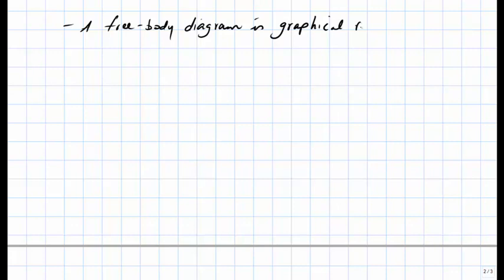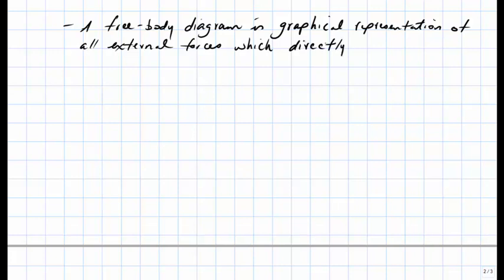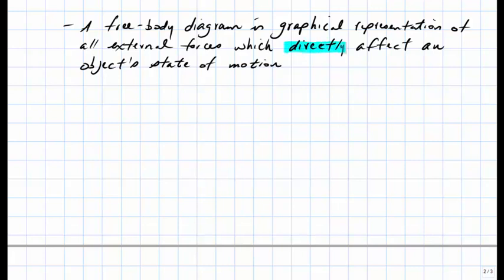We will now introduce a very important topic called free body diagrams. A free body diagram is a graphical representation of all external forces which directly affect an object's state of motion. And I'd like to emphasize the words directly affect.